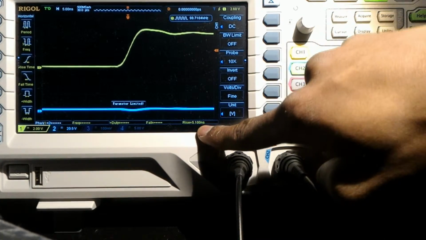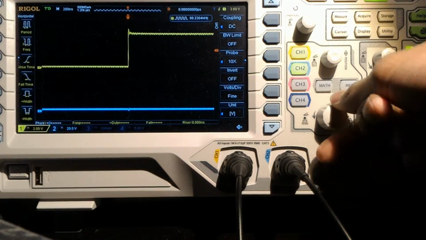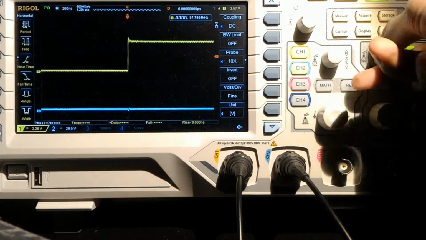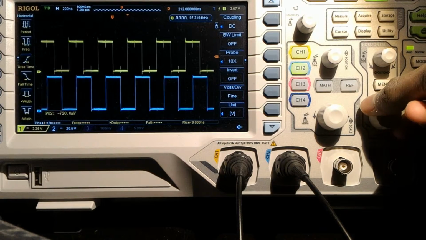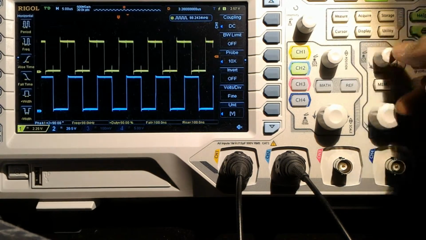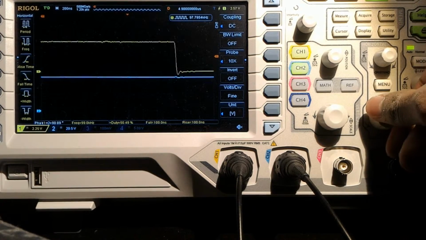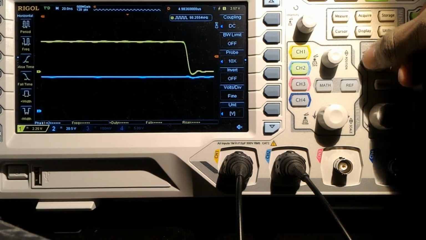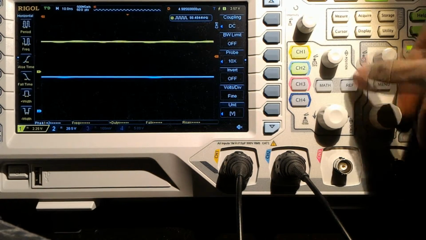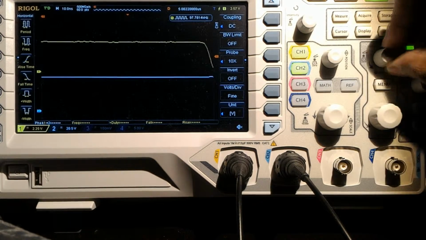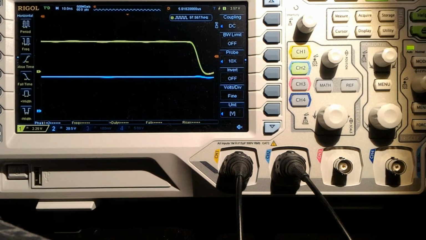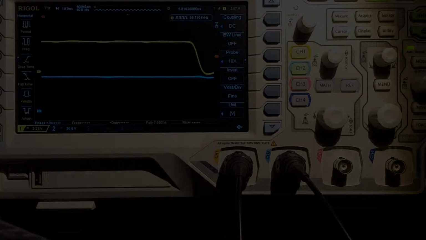The rise is currently 5 nanoseconds, and the fall time, so if you can see, the fall time is about 6 nanoseconds, 6 to 7 nanoseconds. So let's see what happens if we adjust the frequency.